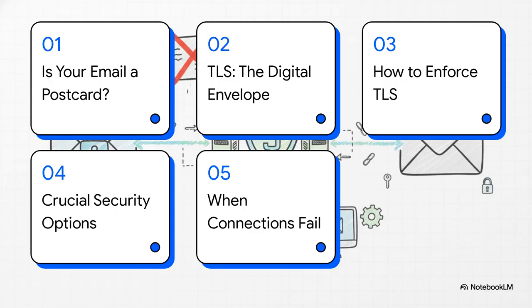So, here's the game plan. We'll start by asking a simple question. Is your email basically a postcard for anyone to read? Then we'll talk about something called TLS, which is like the digital envelope for that postcard. After that, we get practical. I'll show you how to enforce it, we'll look at some super important security settings, and then cover what to do if things go wrong.